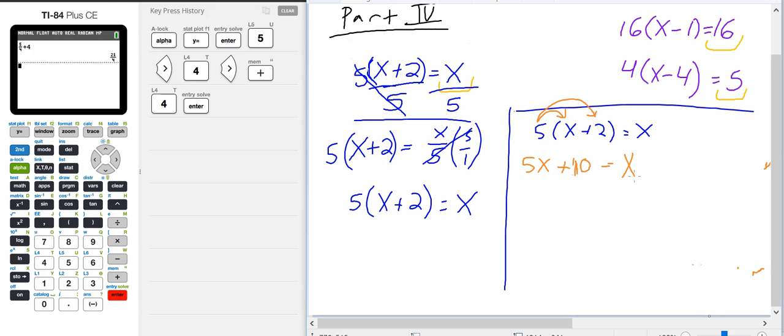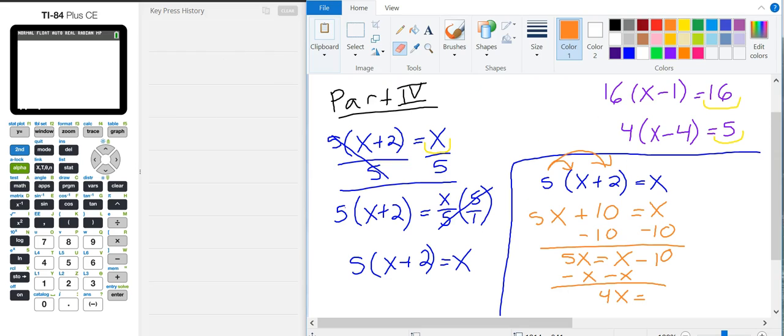We want the x's and everything that's attached to the x's to be on one side, and we want the constants to be on the other side. So we're going to bring the 10 to the right-hand side. Minus 10, minus 10. 5x is equal to x minus 10. And we want to bring the x from the right-hand side to the left-hand side. So minus x and minus x. 5x minus x is 4x. 4x is equal to negative 10.